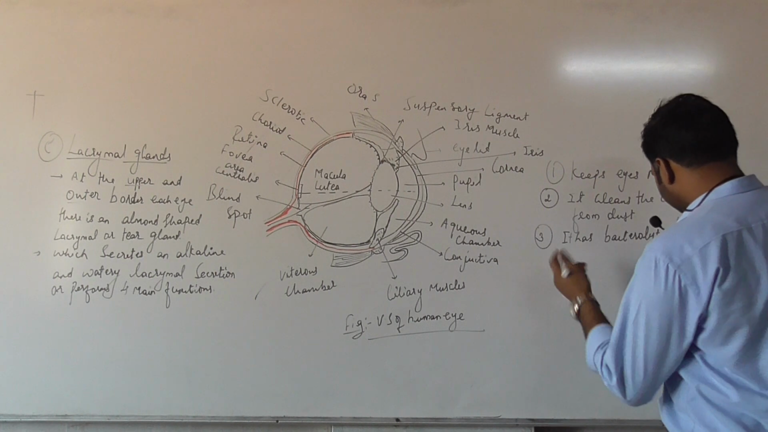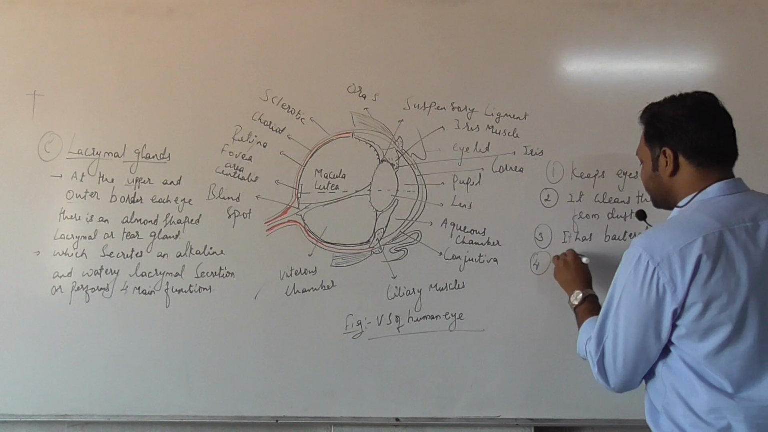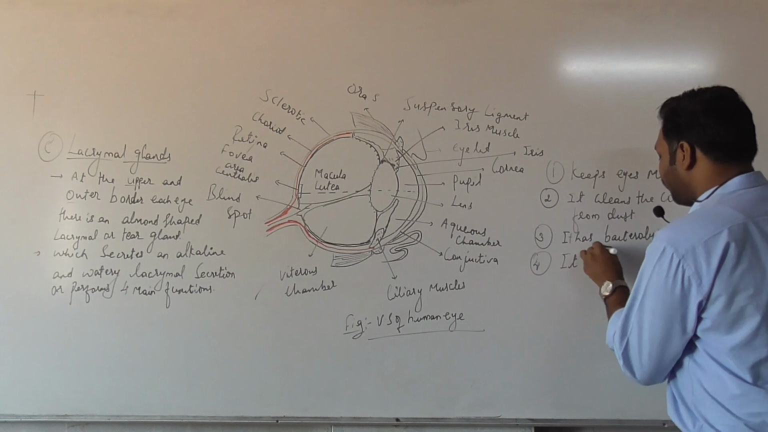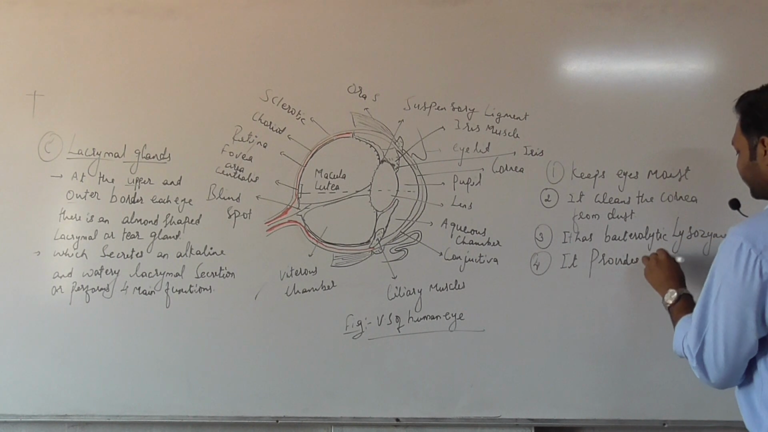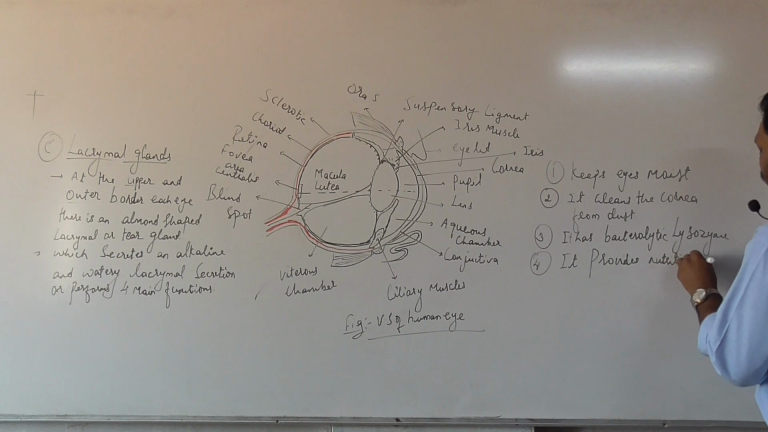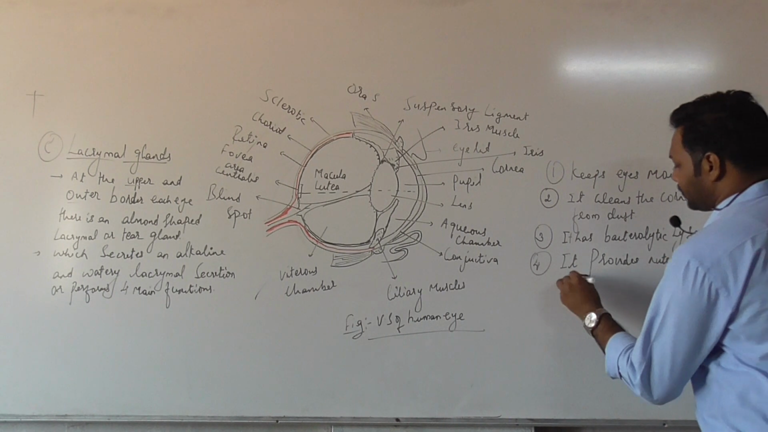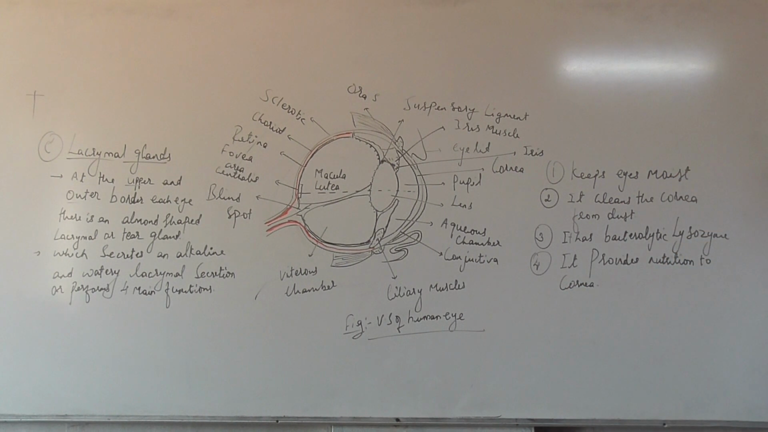Okay, the next, fourth function, it provides nutrition to the cornea. Basically they are defensive as well as they can provide nutrition to the cornea part of the eye. Okay, so these are the main important functions of the lacrimal gland.